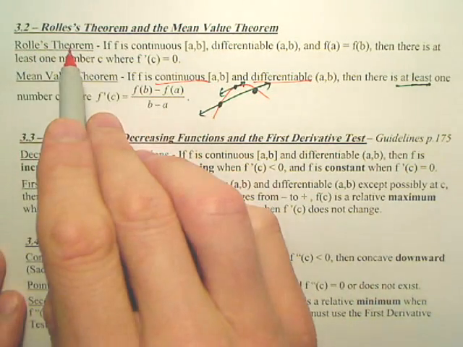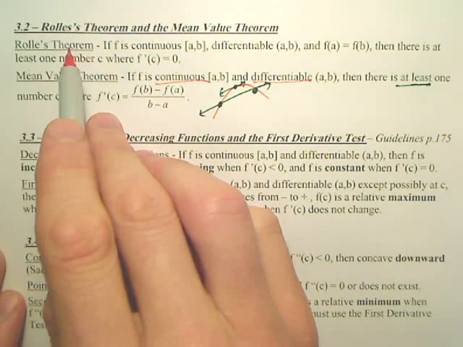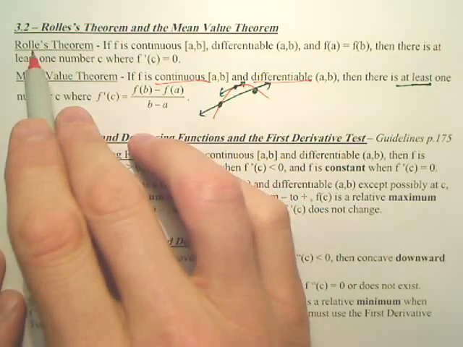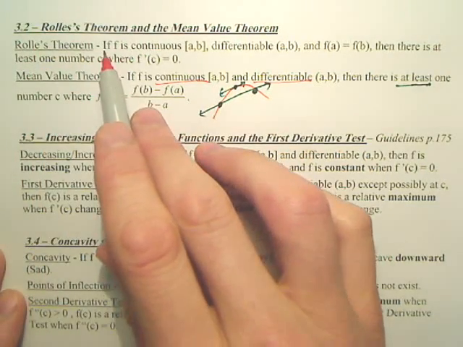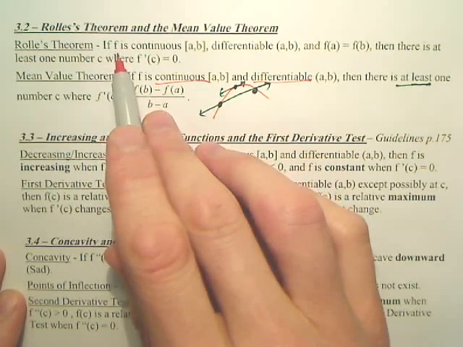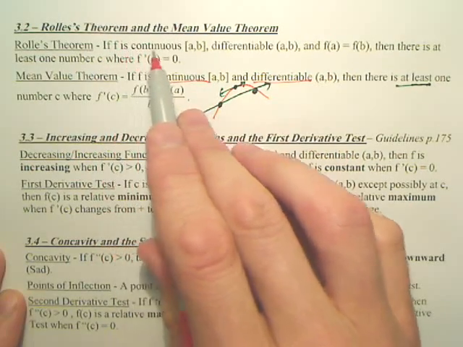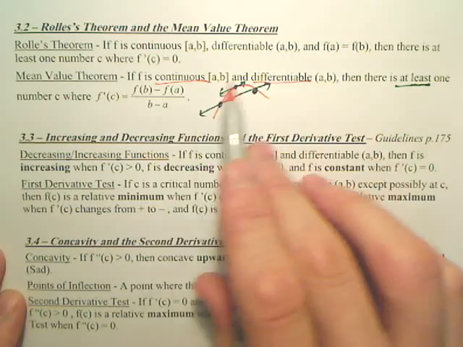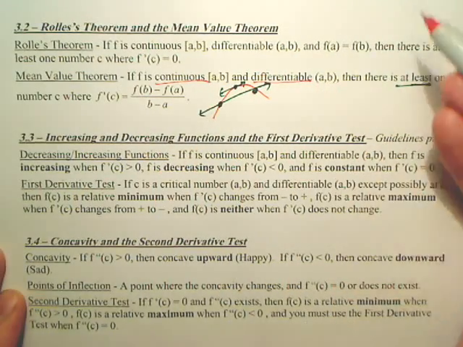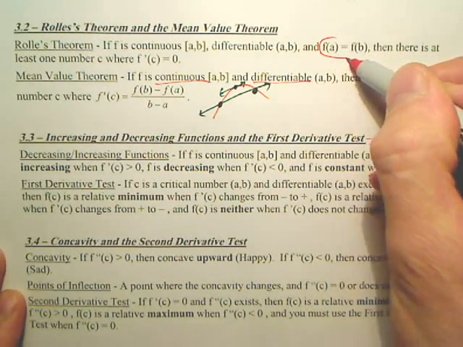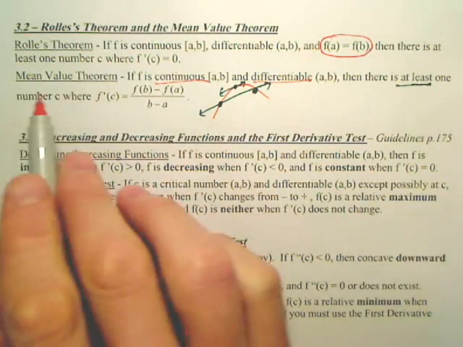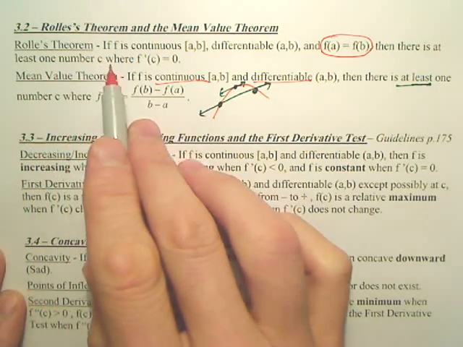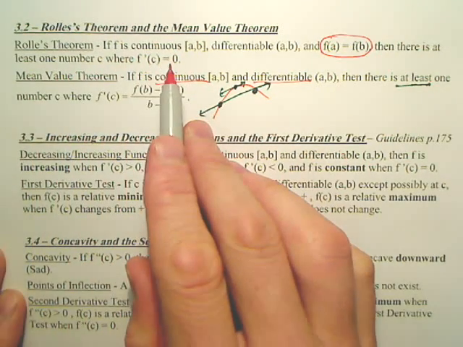Rolle, a guy named Rolle, I don't know his last name, I don't think there's an apostrophe somewhere there, one of those accent marks. It's exactly the same intro. If the function, see how this introduction is the same as this one? Except it has this extra piece, where f of a equals f of b. Then there's at least one number c where the derivative equals 0.